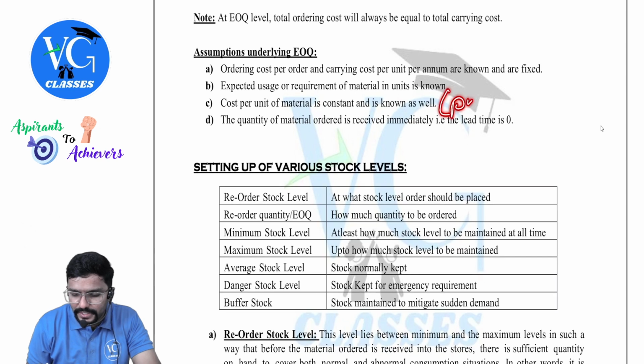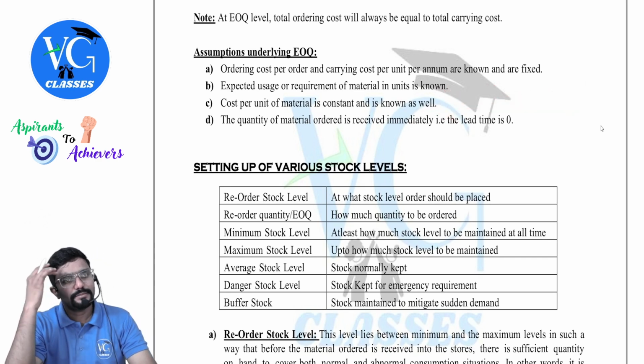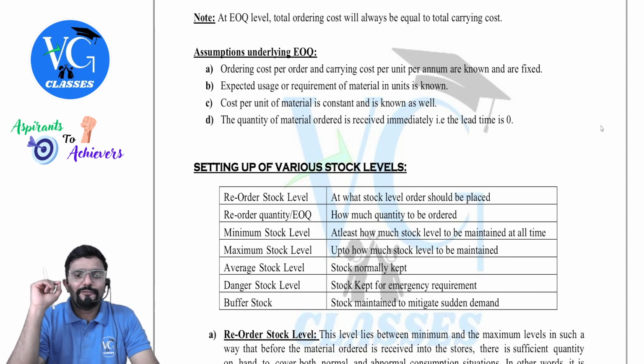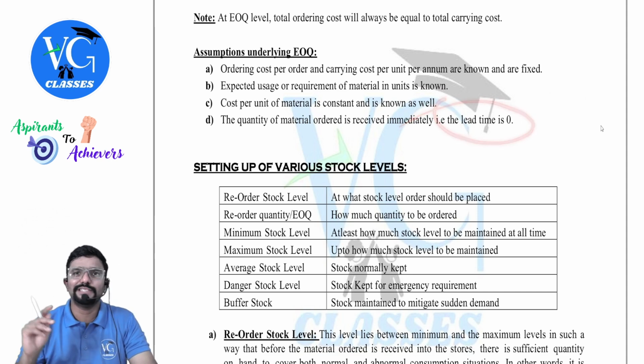If you want, you can write it in the bracket: purchase cost or purchase price. Then the last one. The quantity of material ordered is received immediately. That is, lead time is 0. This is actually impossible, I can tell.